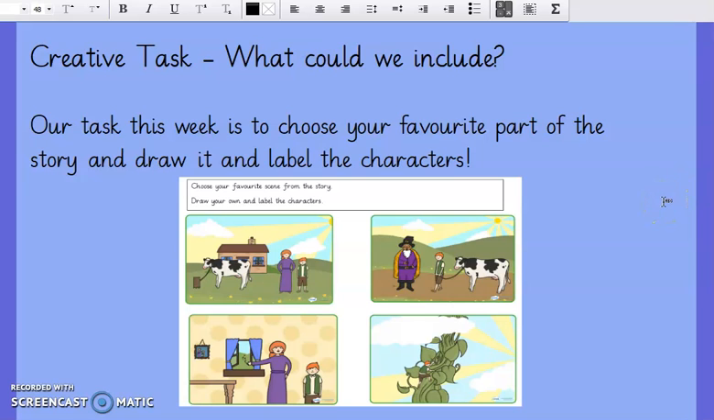And this week our creative task has been to draw your favourite part or favourite character from the story and to label it. If you haven't done it yet this week, you can do it today.